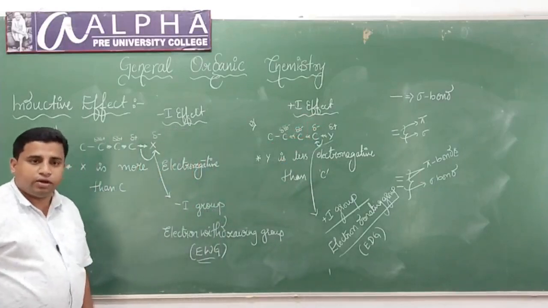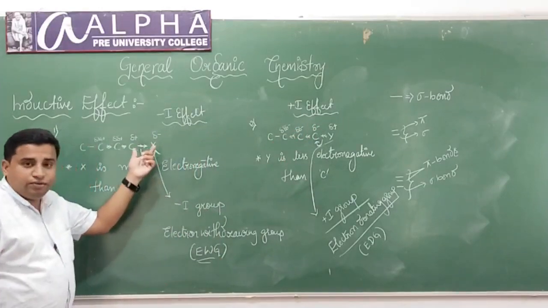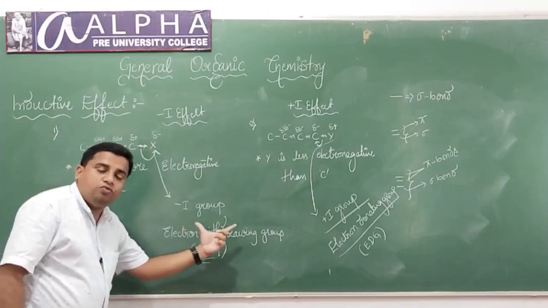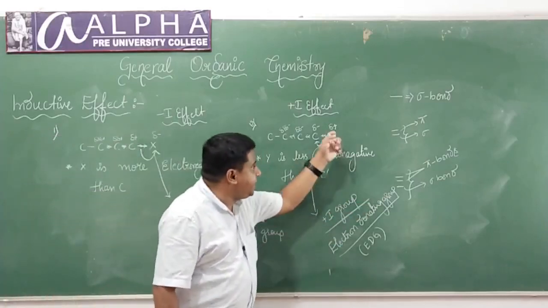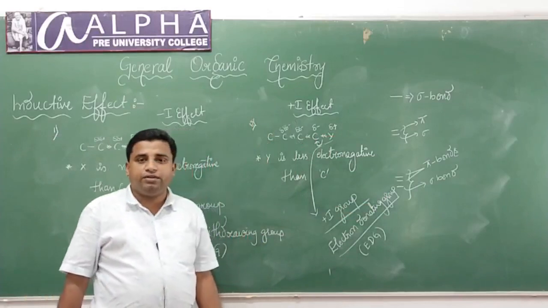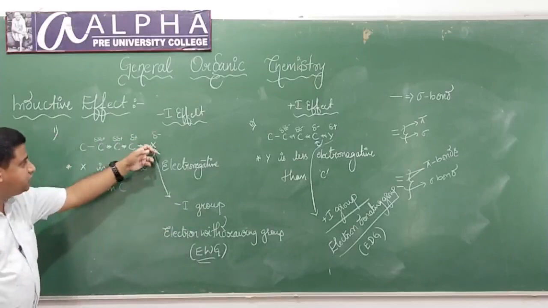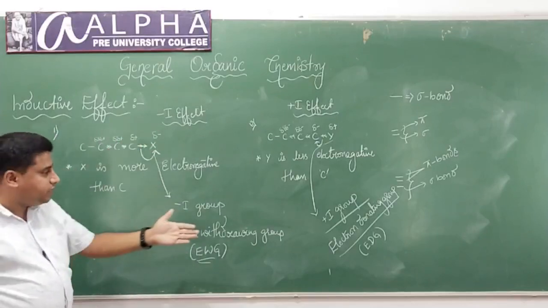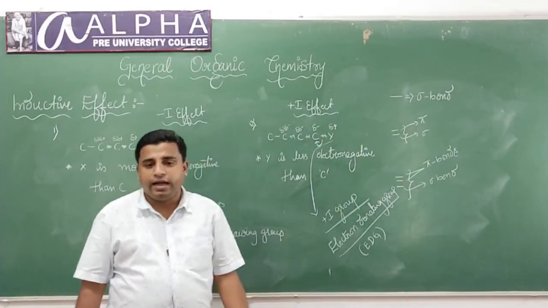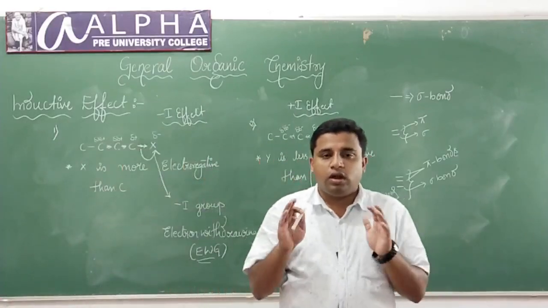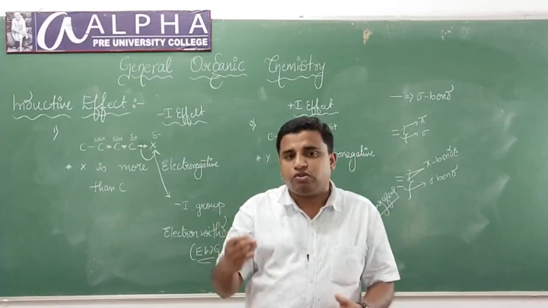In another way you should remember that if a negative minus I group, or an electron withdrawing group, is attached to carbon, then there will be negative inductive effect. If an electron donating group is attached to carbon, then there will be positive inductive effect. Please note this point. If an electron withdrawing group is attached to carbon, then it is going to show negative inductive effect. If an electron donating group is attached to carbon, then it is going to show what type of effect? Positive inductive effect. I hope you now know what exactly is inductive effect. Shall we list out some of the characteristic features of inductive effect?